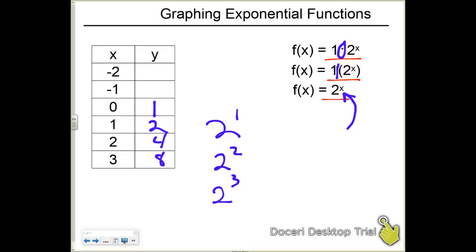Now that's the right-hand side of our graph. Now we go to our left-hand side, we have some negative exponents. So 2 to the negative 1 is really the reciprocal of 2 to the positive 1, so what we get is 1/2. And 2 to the negative 2 power is going to give us the reciprocal of 2 to the positive 2 power, which is 1/4. And our next step is simply just go graph these on our coordinate plane.